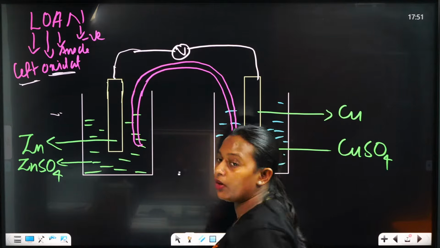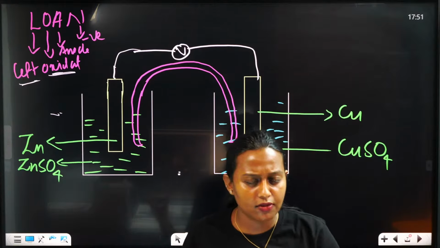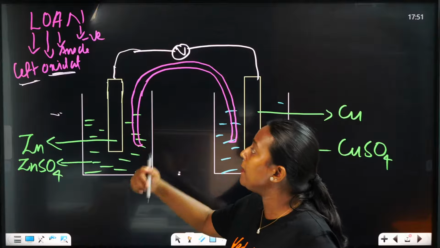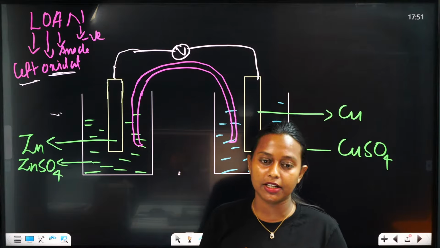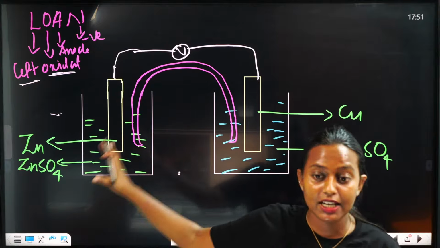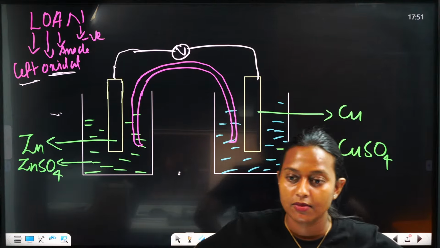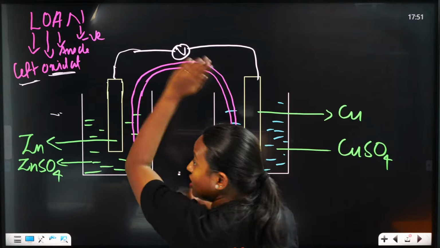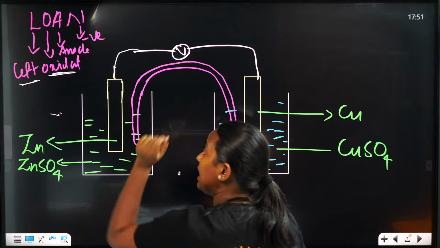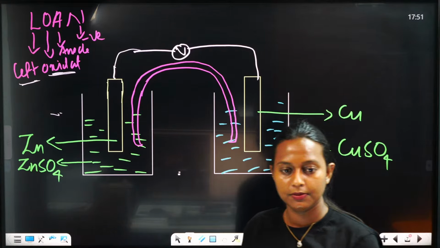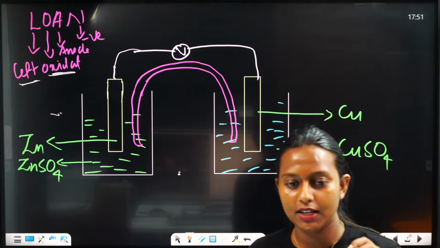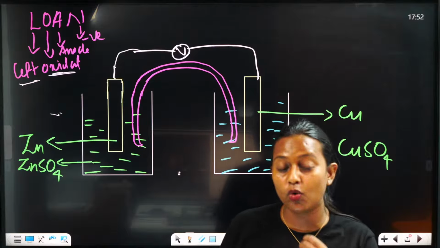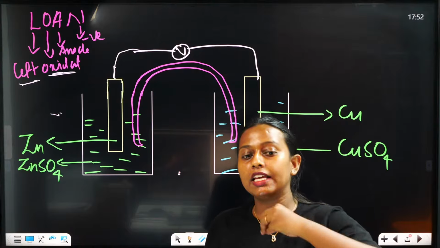So in the half cell, we know that a cell should contain two half cells: one positive half cell and another negative half cell. In this half cell, who undergoes oxidation? Zinc or copper? Copper has gone from there. Yes, oxidation will happen to zinc. Then what will it do? Zinc will lose 2 electrons.